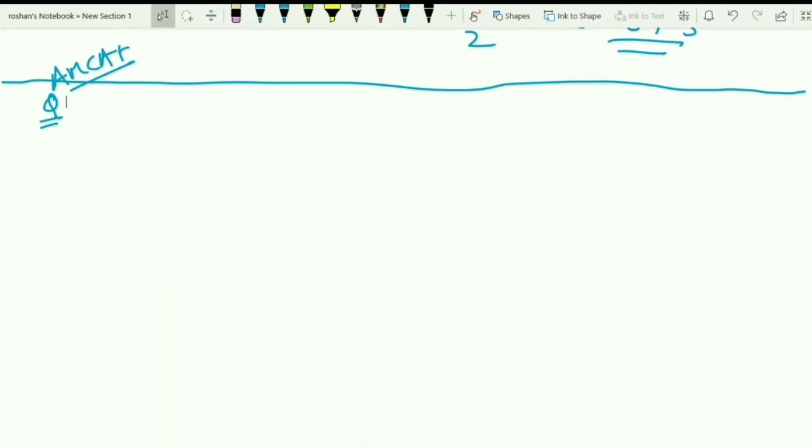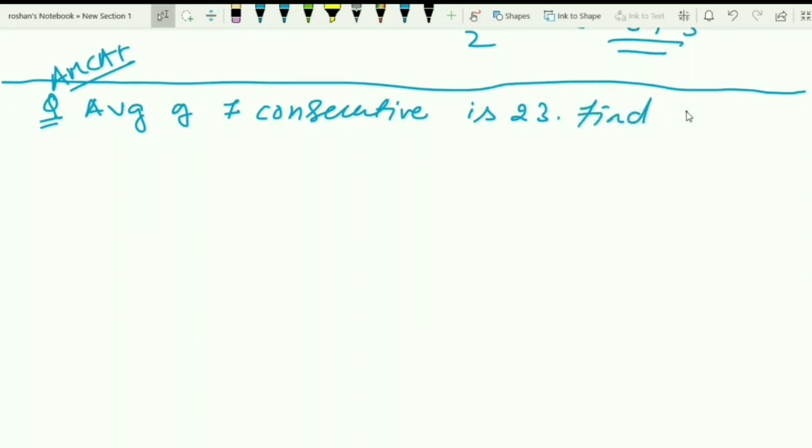The question was something like this. Average of 7 consecutive numbers is 23. Find the sum of the third and fourth term. Nowhere along the line are they saying that you have to find the average. This time they are asking for the sum. What is the sum of the third and fourth terms?